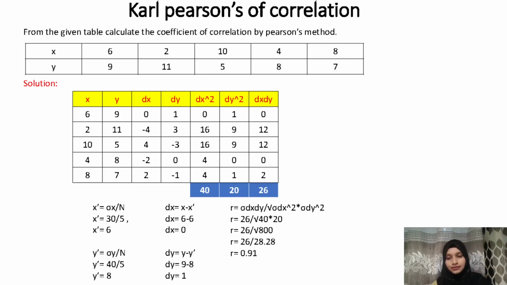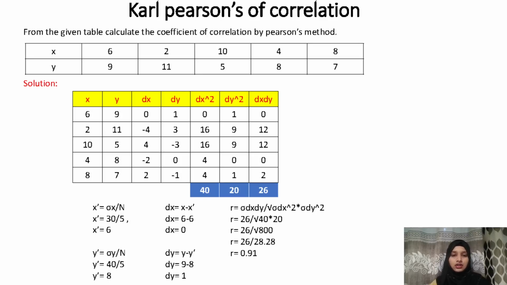We can move to our fourth step. What is the fourth step? Multiply dx into dy. Here dx into dy. Multiply 0 into 1 means 0. 4 into 3 is 12. 4 into 3 is 12. Minus 2 into 0 is 0. 2 into minus 1 is, okay.